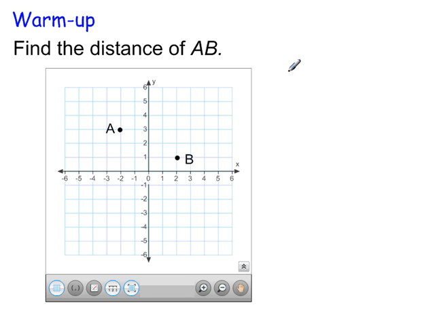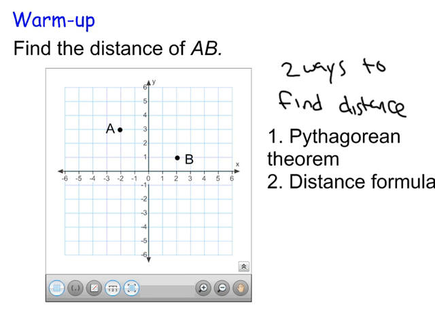So essentially, you have two ways to find the distance. And let me give you those two ways. You could use Pythagorean theorem or the distance formula. So I'm going to go ahead and just use Pythagorean theorem. So here's what you need to do. You need to form a right triangle using the given points. So here's how you form the right triangle.